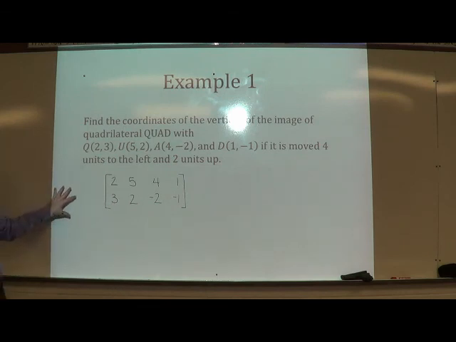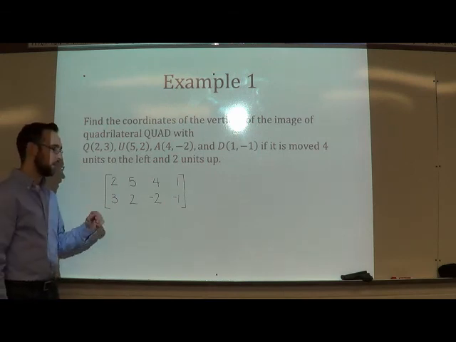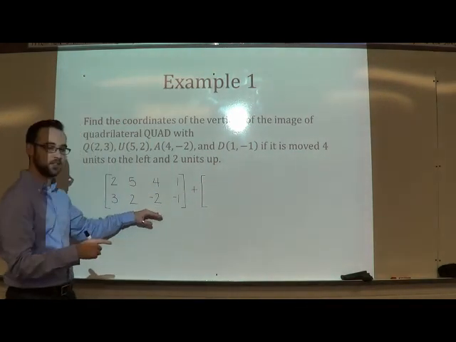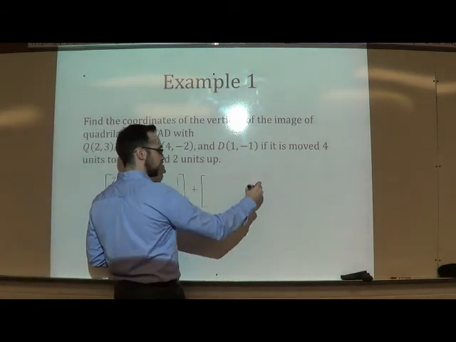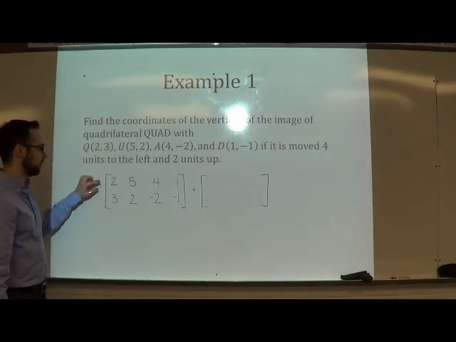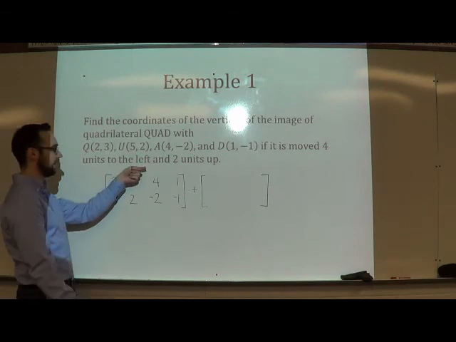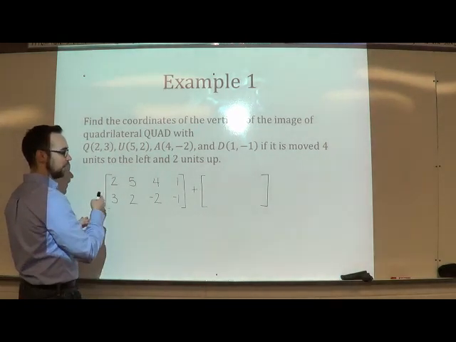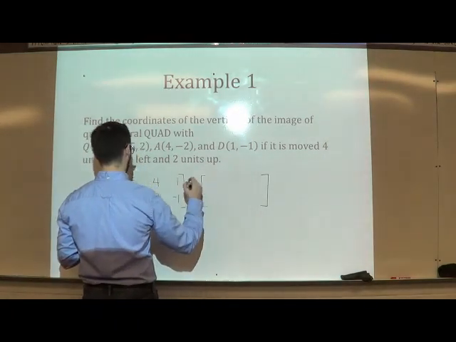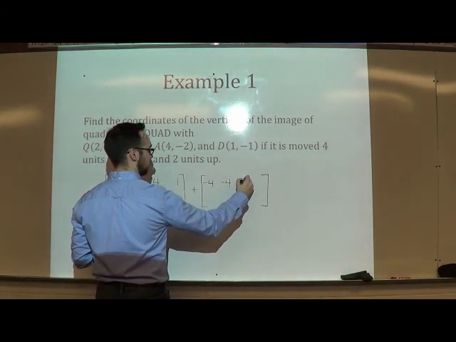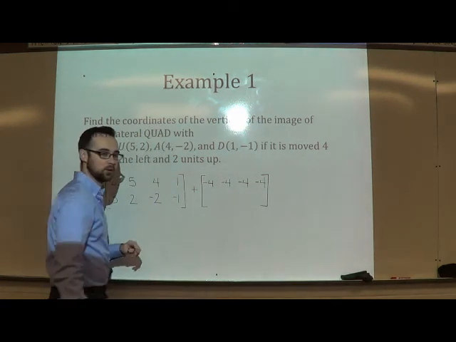Now they're asking us to move it 4 units to the left and 2 units up. To do that, we're going to use matrix addition. We're going to create a new matrix, again the same dimensions as this one in order for us to do matrix addition, so it has to be a 2x4. When we create this 2x4, remember the top is the x's, so when we're moving left, that is moving us along the x-axis, and to the left is going to be negative. So each of these x values should be negative. So we're going to have -4, -4, -4, -4.